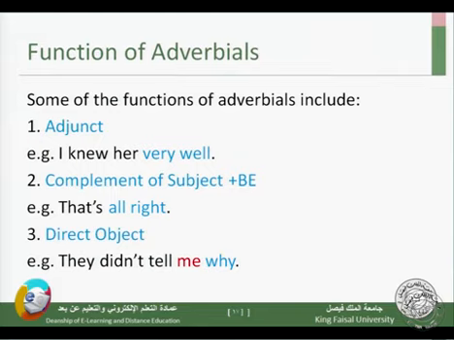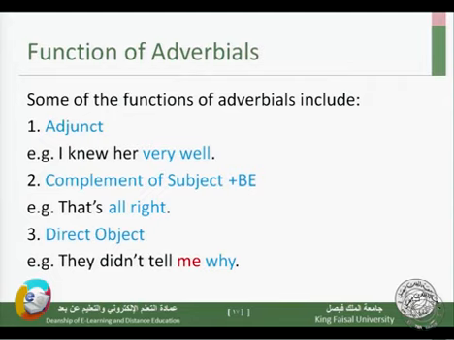Then we have a complement, and we said to differentiate between adjuncts and complements. Complements are necessary. Number 2, here we have the complement of subject plus be. That's all right. Of course, we have a contraction form here. This is actually that and is, but we contracted the is. So that is all right. That is the subject, and is the verb to be. All right is an adverbial, and it is the complement. We can't say that's and end the sentence. We need the adverbial all right to complete the meaning. So it is a complement.